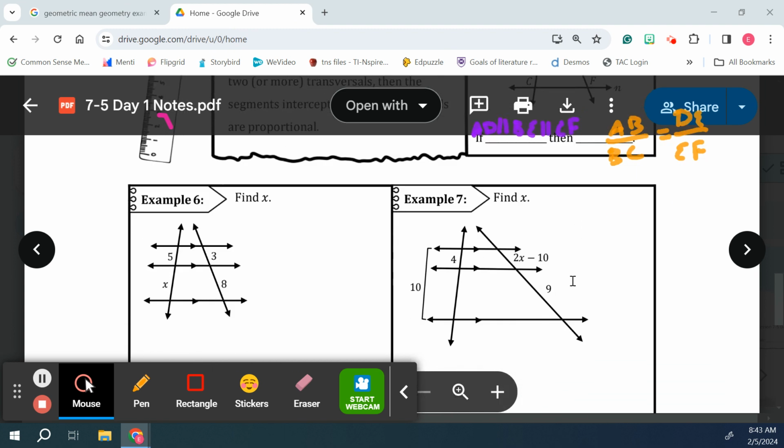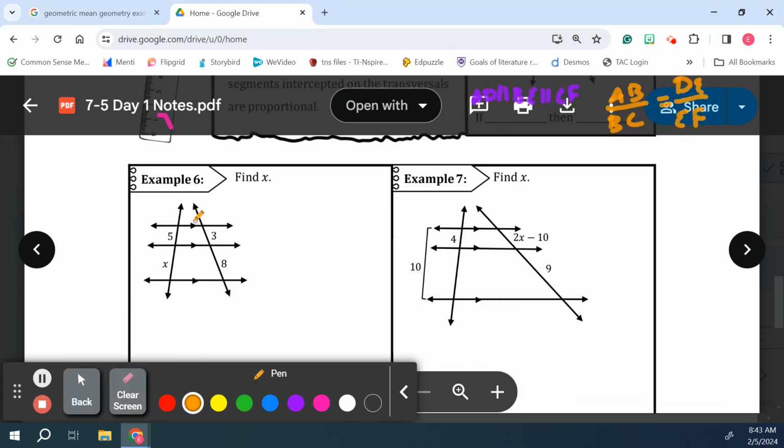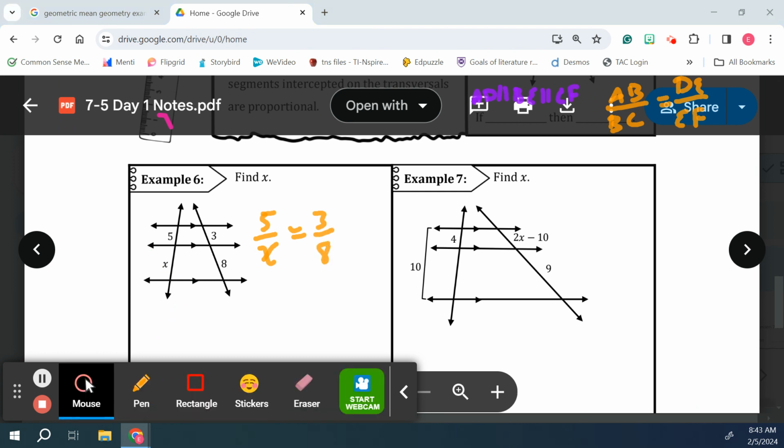All right, so let's take a look at example 6. Again, these three lines are parallel. So I'm going to set this up as 5 over x equals 3 over 8. Someone tell me, what is the answer there? Here's the math. 40 over 3. Put it in simplest form.